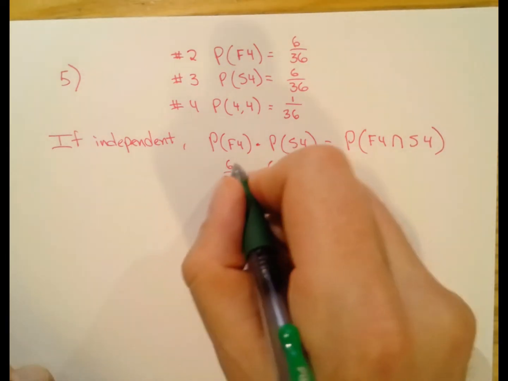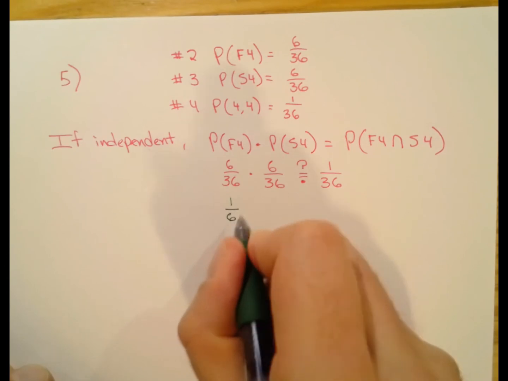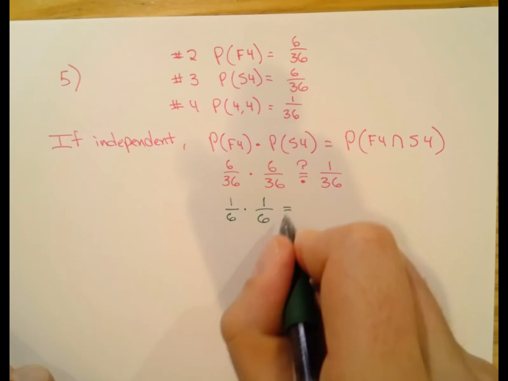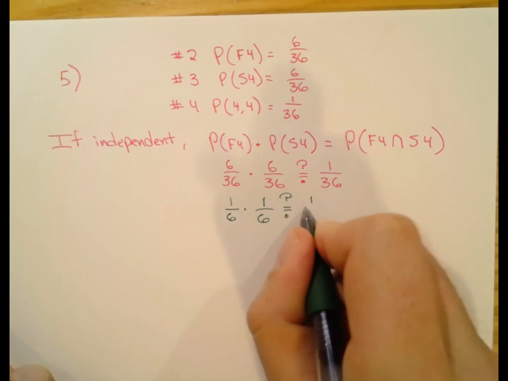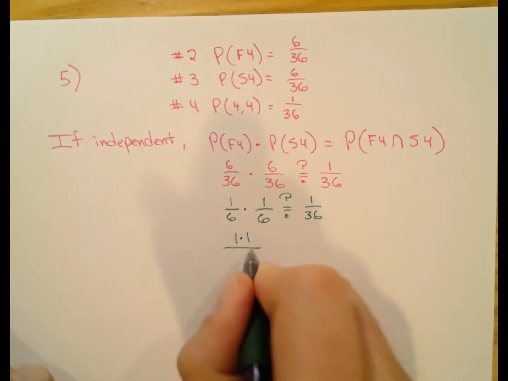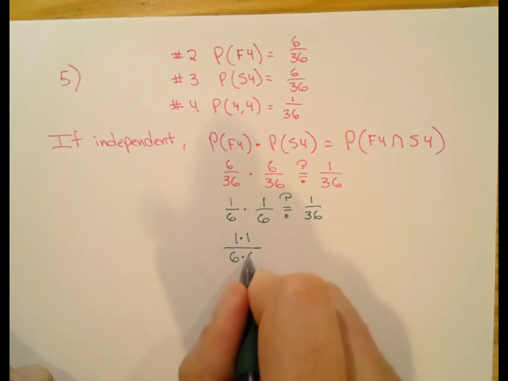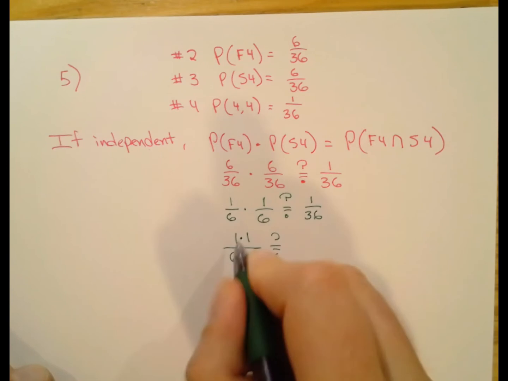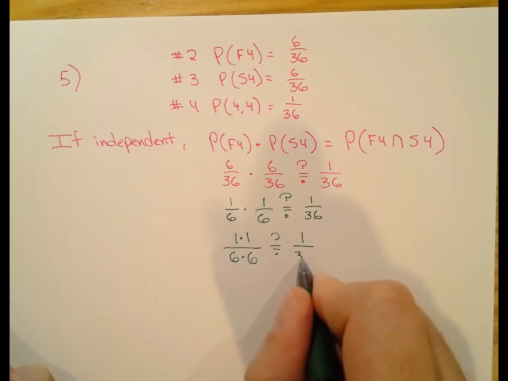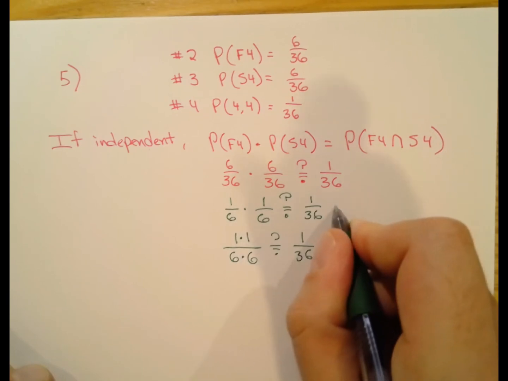6 over 36, we can simplify that to 1/6, and another 6 over 36, that's 1/6. And when multiplying fractions, you multiply numerators and multiply denominators. And 1 times 1 is 1. 6 times 6 is 36, so they are.